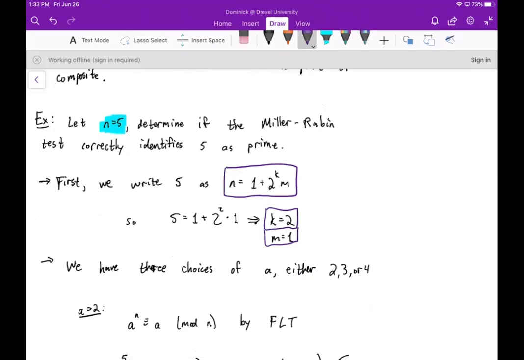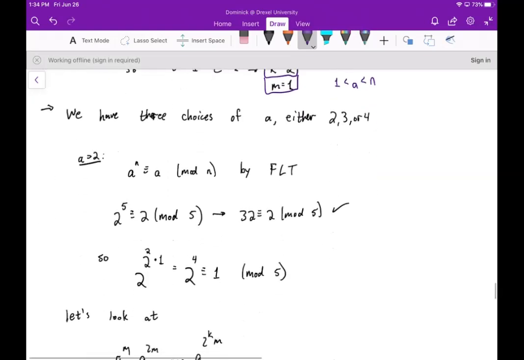Now we have 3 choices of a, because we need a, remember, to be bigger than 1, but less than n, right? And we're in n equals 5. So we need our a to be either 2, 3, or 4, okay? Now let's check for each of these.